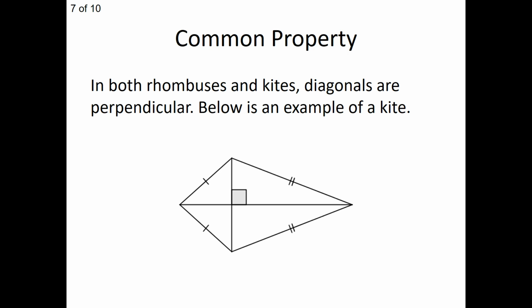Now, why is this important to us? Because remember, what we're going to do here in just a moment is derive the area formula for each the rhombus and the kite. However, because our diagonals are perpendicular in both cases, a rhombus and a kite, we can kill 2 birds with 1 stone, essentially meaning we can prove the area formula for both the rhombus and the kite at the same time because of this property of our diagonals being perpendicular to each other.